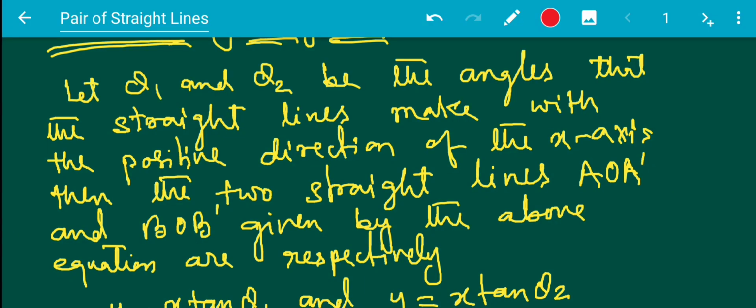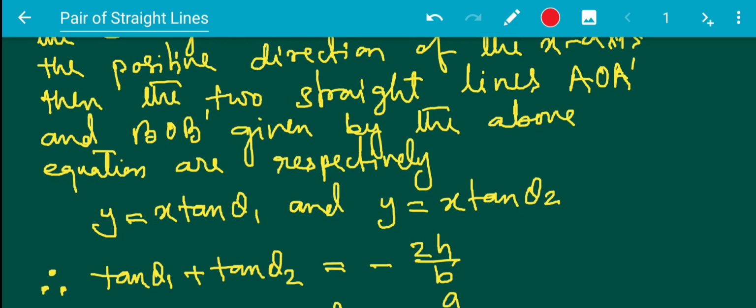Let theta 1 and theta 2 be the angles that the straight lines make with the positive direction of x-axis. Then the two straight lines AO A dash and BO B dash given by the above equation are respectively y equal to x tan theta 1 and y equal to x tan theta 2. These are the equations of straight line L1 and L2. It is clear. Okay, because tan theta 1 is the slope of line 1 and tan theta 2 is the slope of line 2. So if you know the slope, then the equation of straight line passing through the origin is always y equal to mx. So we can easily write y equal to x tan theta 1 and y equal to x tan theta 2.